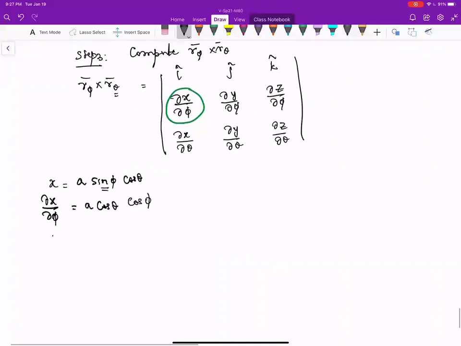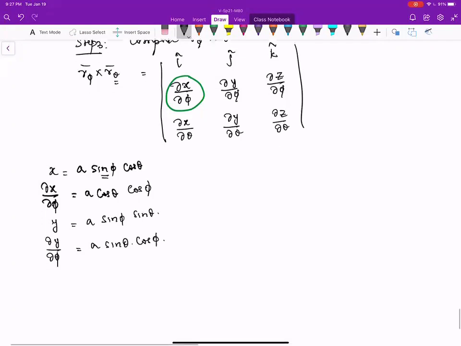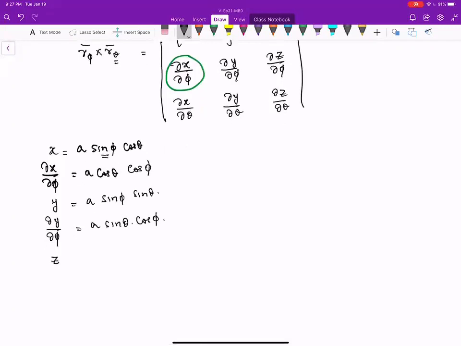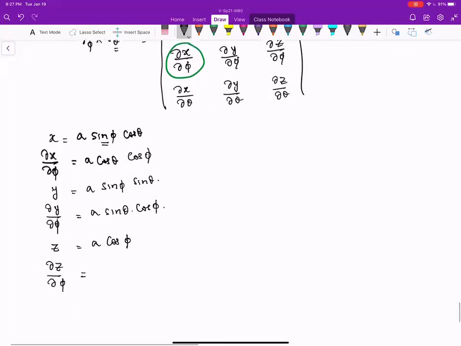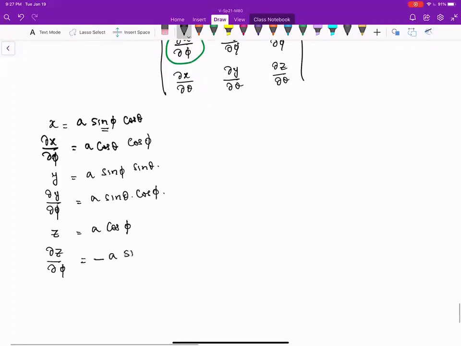Then y is equal to a sine phi sine theta. When you do partial y by partial phi, it is going to be a sine theta, which is constant, times the derivative of sine phi, which is cosine phi. Then z is a cosine phi. When you do partial z by partial phi, that would be negative a sine phi.